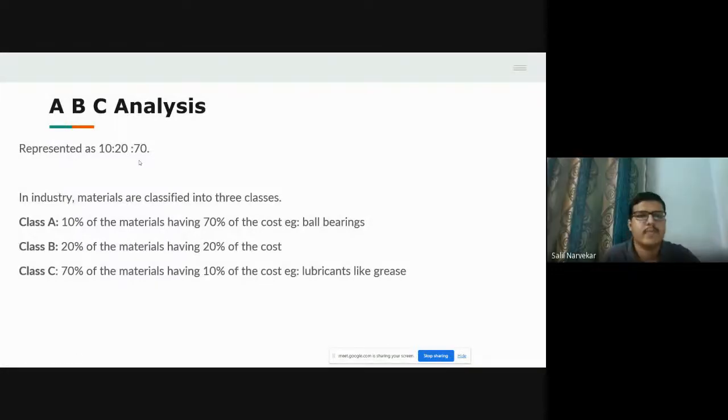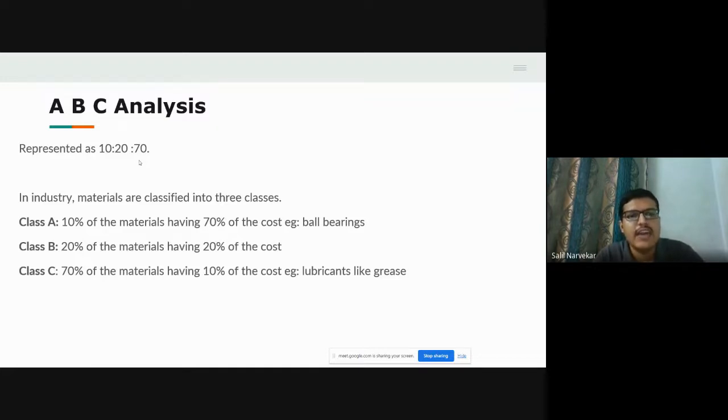Okay, sure. So now, talking about the ABC analysis, this is talking about the manufacturing industry here, but ABC analysis is implemented in many places. Talking about the manufacturing industry, materials are classified into three classes. Class A, which are the 10% of the materials having 70% of the cost. Example, ball bearings, which are very costly.